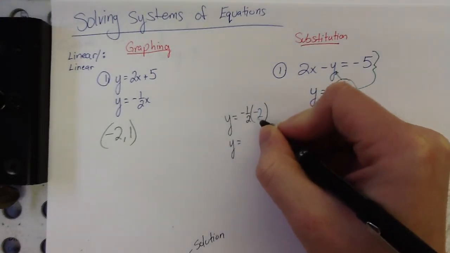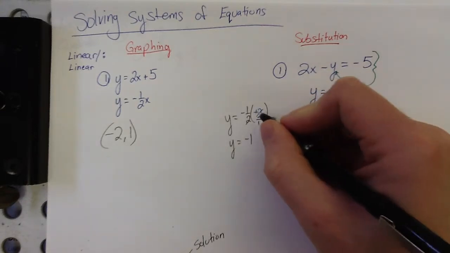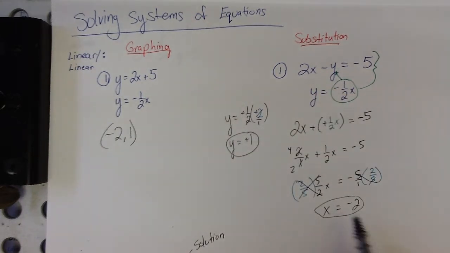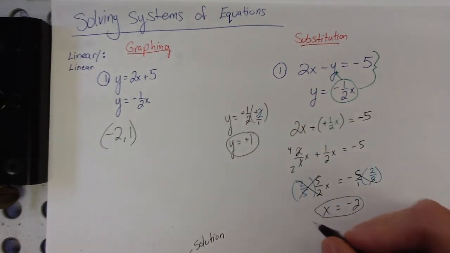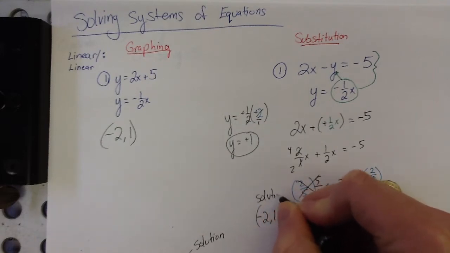Multiply those out. Put over 1 if you need to. Those 2's cancel. It's going to be -1. Whoops, sorry. 2 negatives makes positive. +1. Okay. So there's an x, there's a y. That's an ordered pair. That's -2, 1. And that's my solution.